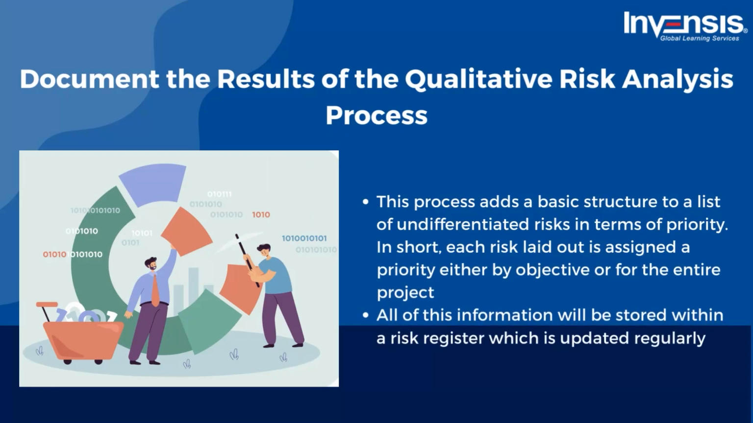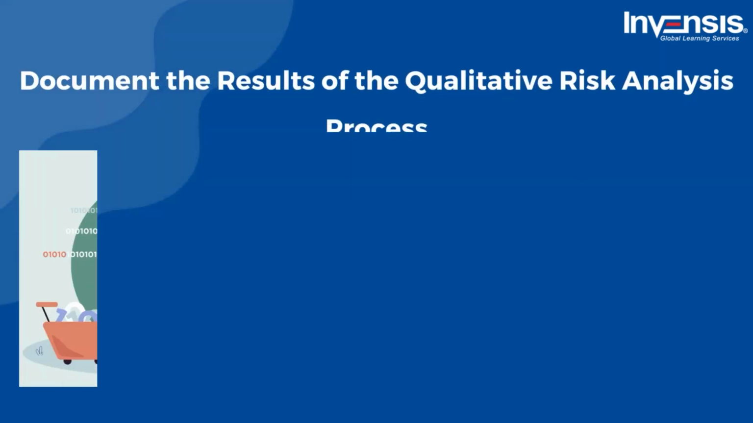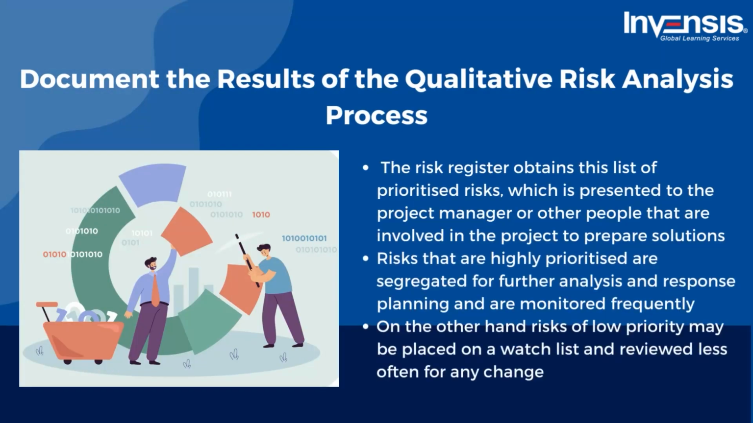Finally, we have to document the results of the qualitative risk analysis process. This process adds a basic structure to a list of undifferentiated risks in terms of priority. In short, each risk laid out is assigned a priority either by objective or for the entire project. All of this information will be stored within a risk register, which is updated regularly. The risk register obtains this list of prioritized risks, which is presented to the project manager or other people that are involved in the project to prepare solutions.